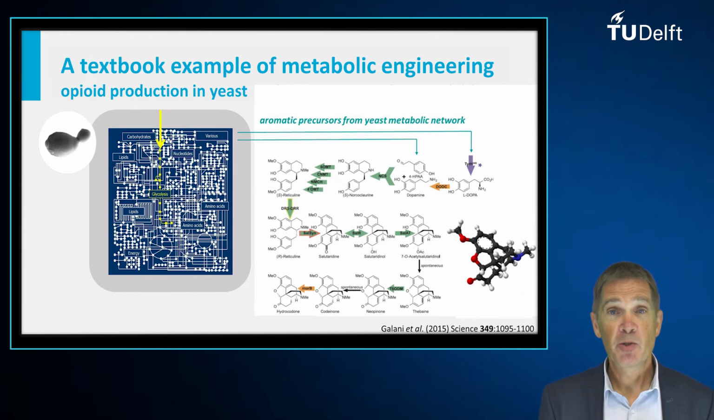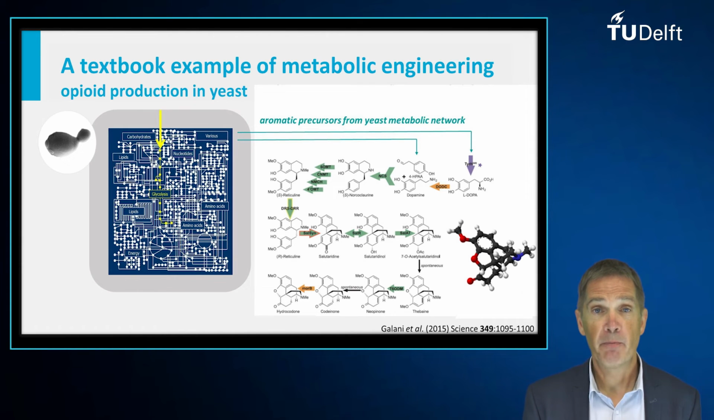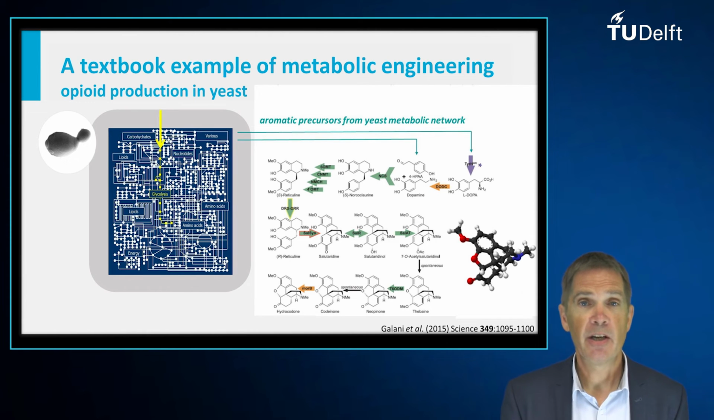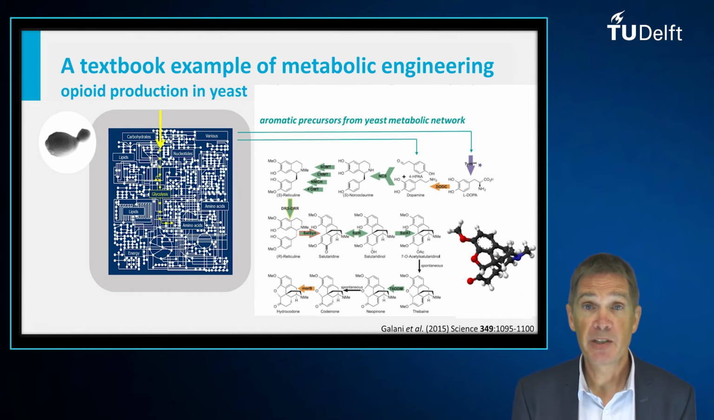This slide shows a spectacular example of how metabolic engineering has been used to extend the product range of a microbial cell factory. By adding a series of plant genes and simultaneously introducing changes in the native yeast metabolic network, colleagues at Stanford University in the USA have enabled this yeast to convert glucose into opioids that are normally only produced in poppy plants.